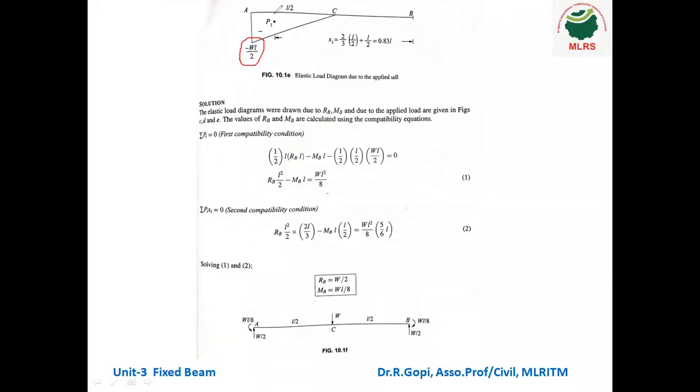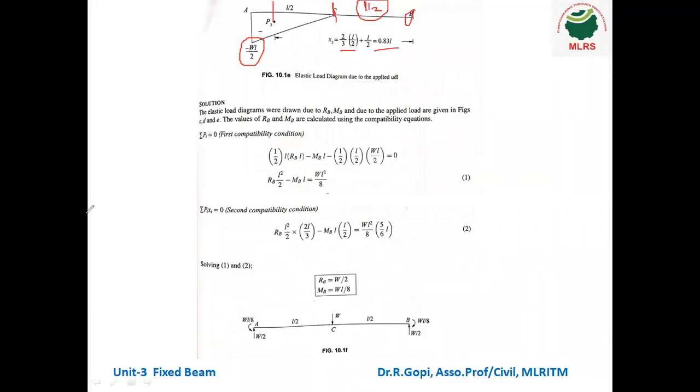Next, the corresponding centroid. Up to here, up to point C, it is 2/3 of L by 2. But we need the distance from point B, so we have to add this L by 2 again. This is L by 2, L by 2, and this also L by 2. So from here to here, it is 2/3 of L by 2, plus we add this L by 2. So from B, we got 0.83 L.